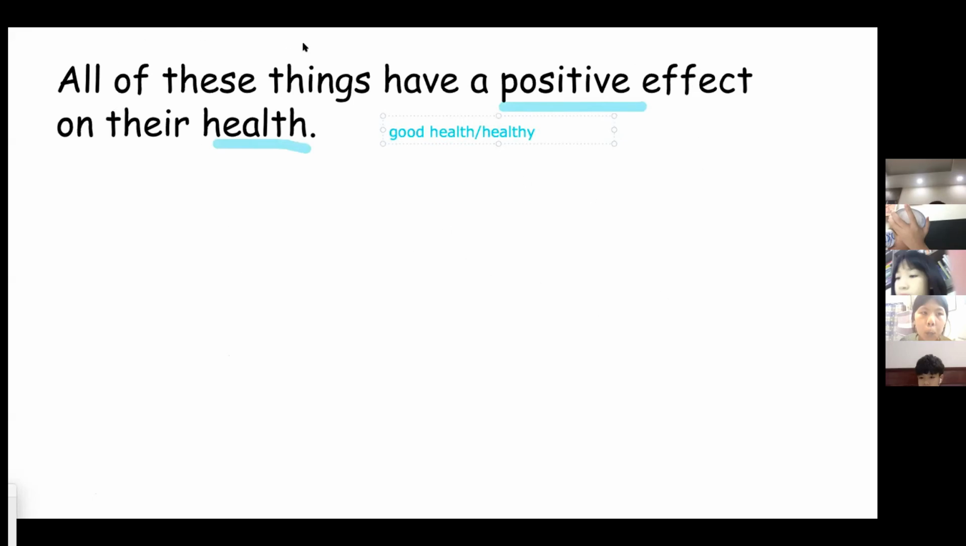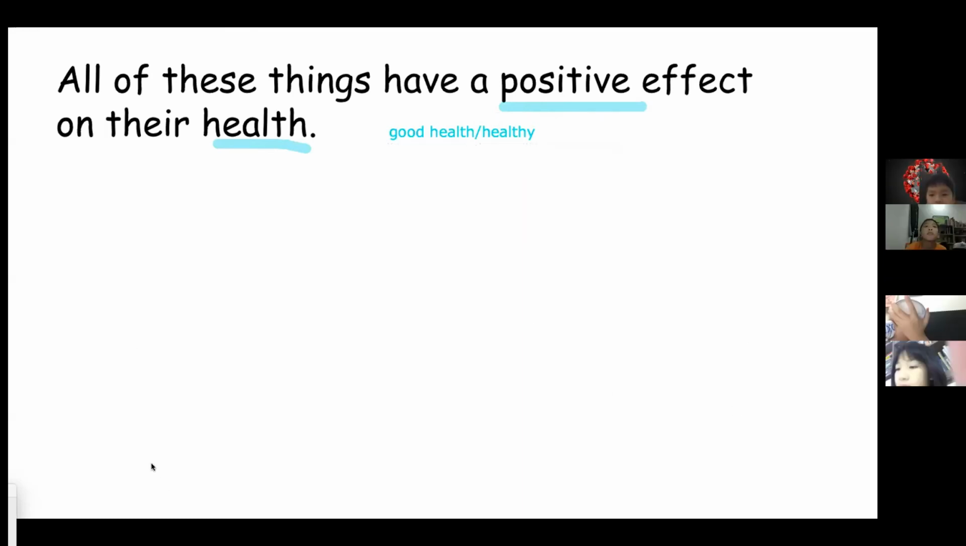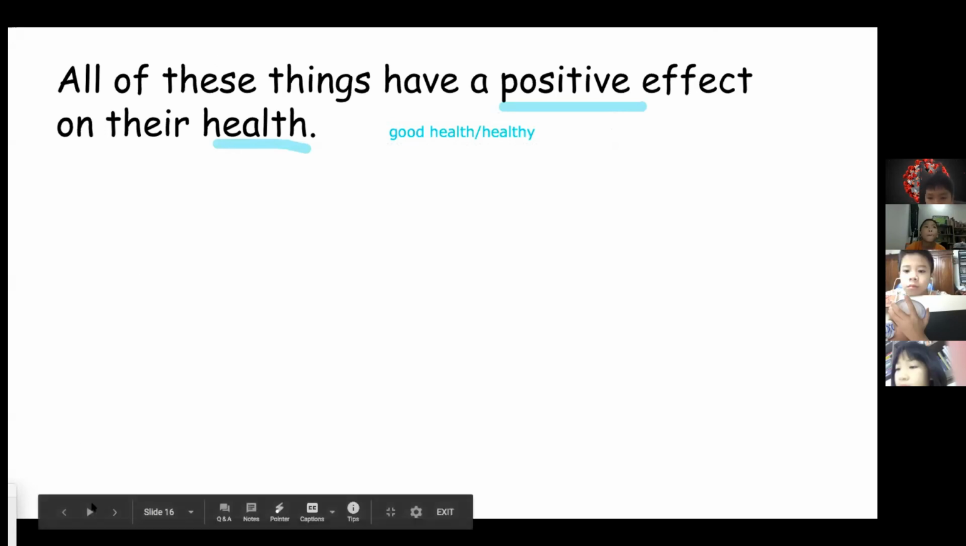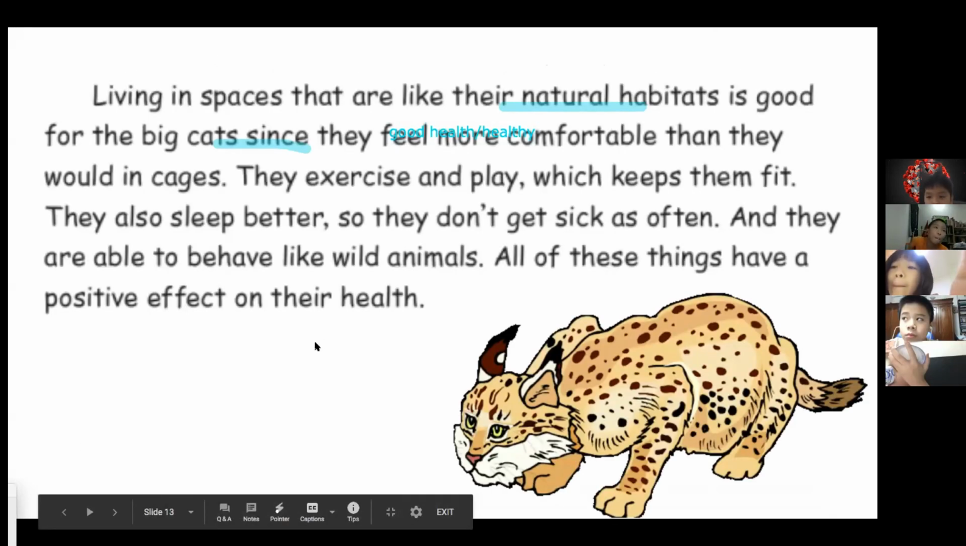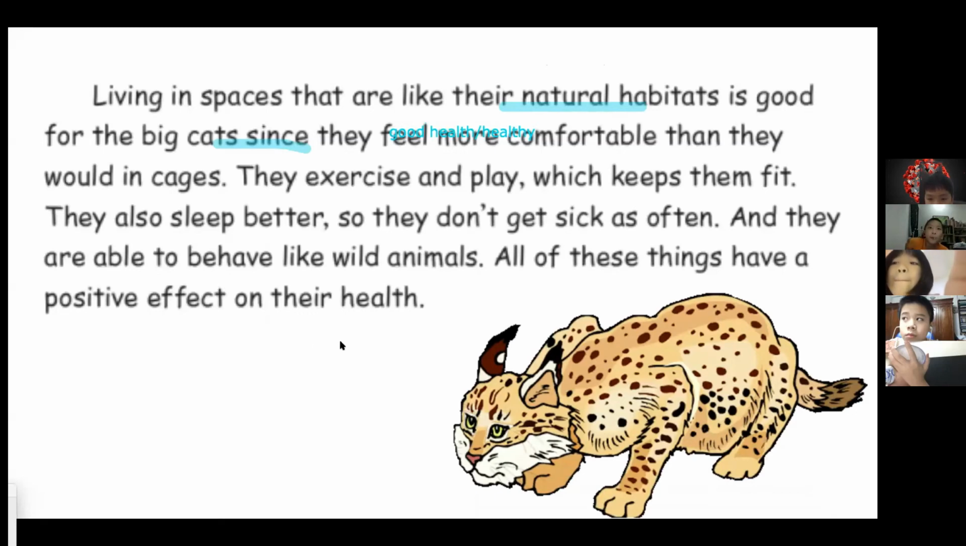When we say all of these things, what things are we talking about? They go back to living in natural living spaces, and it helps them sleep better. Okay, so natural living spaces. All right, let's go back to the paragraph. So living in spaces that are like their natural habitats is good for the big cats.